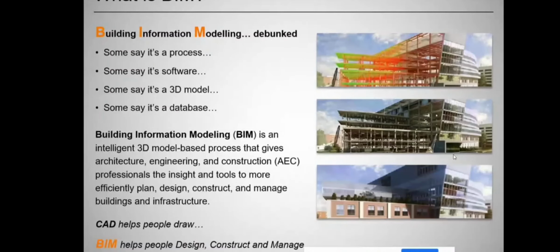So BIM is a process where we use an intelligent 3D model, used majorly by AEC professionals, architects, engineers, and construction professionals, so that they can efficiently plan, design, construct, and manage buildings. It is used in all the stages of a project, from initial planning to managing of a building. So this is the actual definition for BIM.